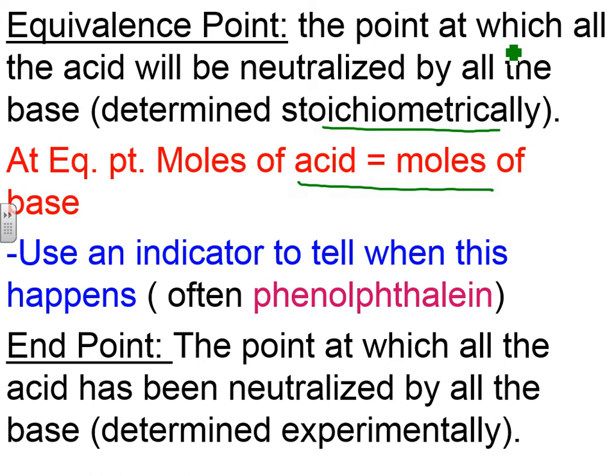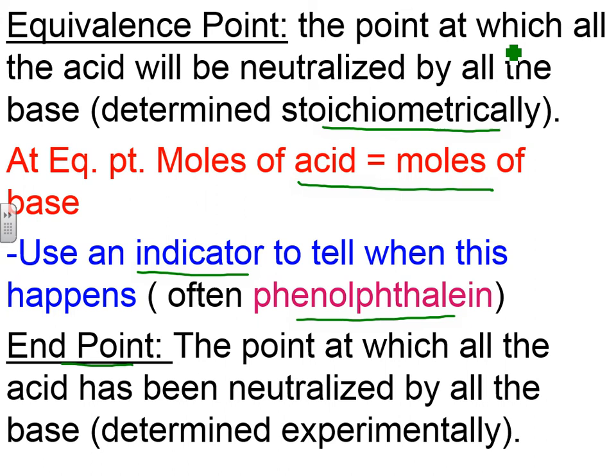Usually, practically, an indicator is used to see this happen in the laboratory. And phenolphthalein that we've talked about, which goes clear in acid to purple in base, is usually the indicator of choice. It's easy to see the difference in the color, a really sharp difference, and it's easy to work with, and it's safe.